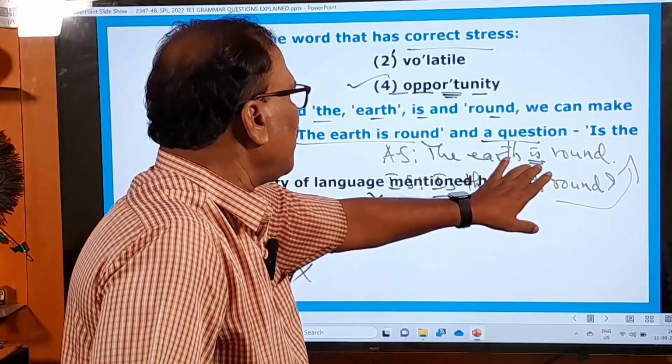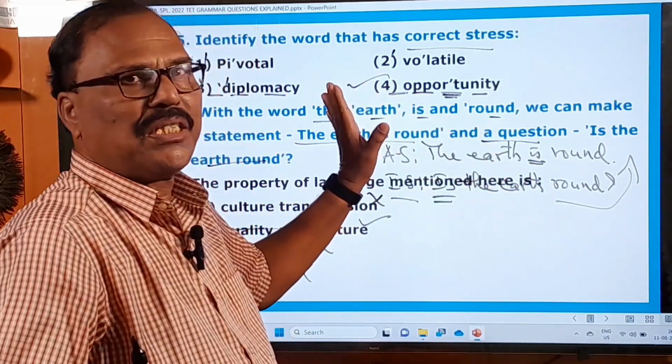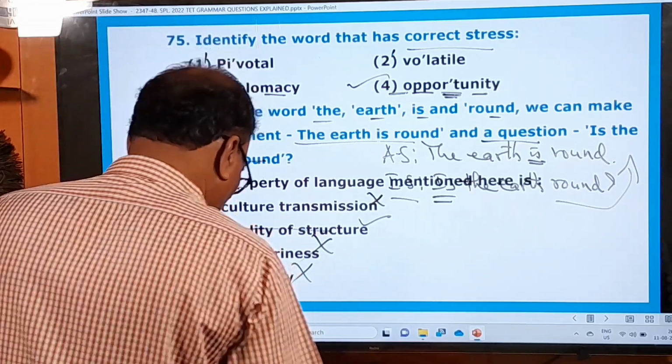This is the assertive sentence structure. This is the interrogative sentence structure. Only the structure has changed. The sentence is the same, right? Right. Now let's go to the next question.